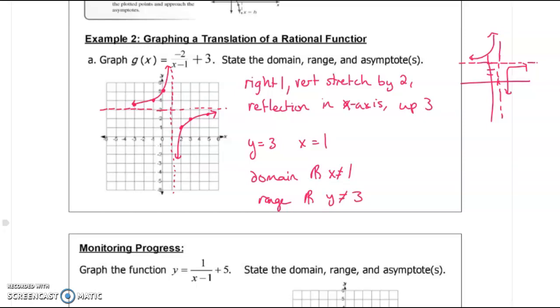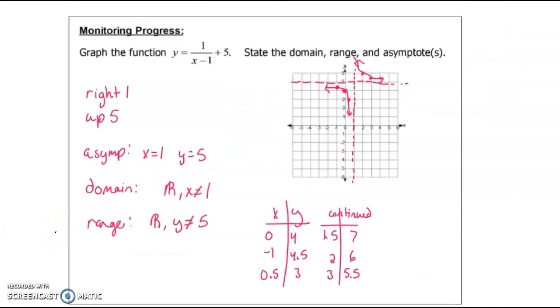Okay, go ahead and press pause and do the monitoring progress if you feel like you need the practice. And then in just a minute, I will show you the answer to that question. Okay, so here's the solution to the monitoring progress.